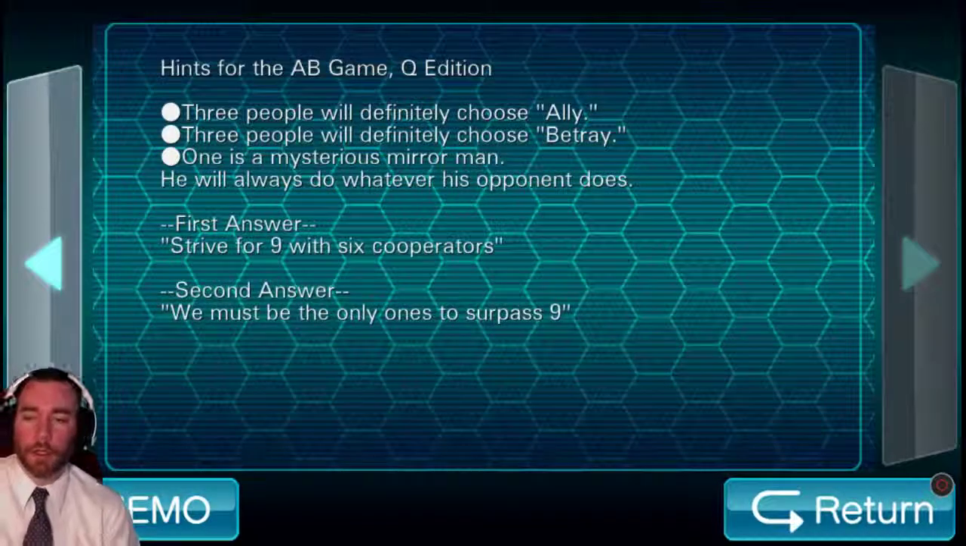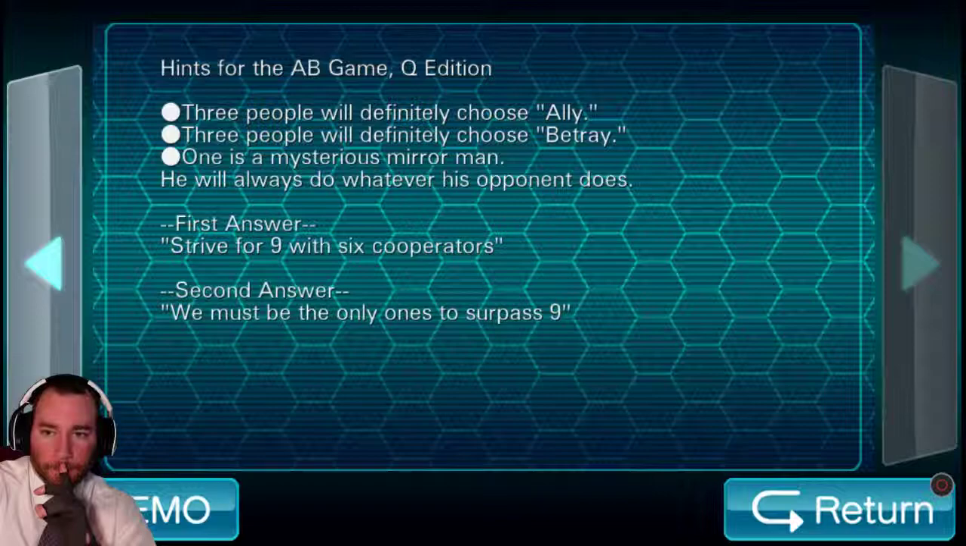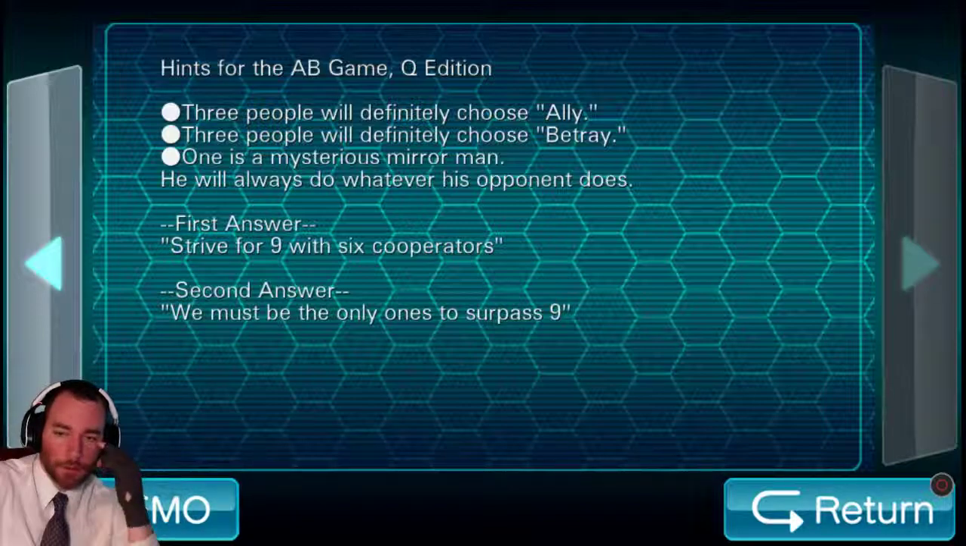3 people will definitely choose ally. 3 people will definitely choose betray. 1 is a mysterious mirror man. He will always do whatever his opponent does. First answer, strive for 9 with 6 cooperators. Second answer, we must be the only ones to surpass 9.